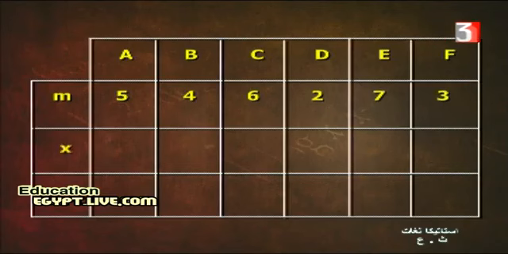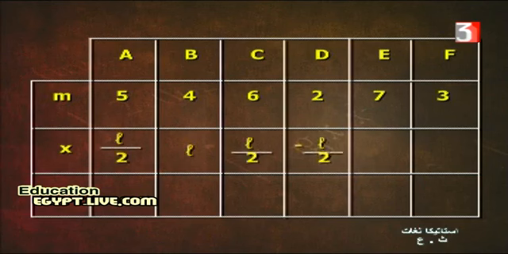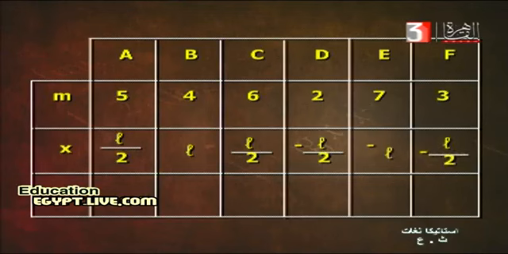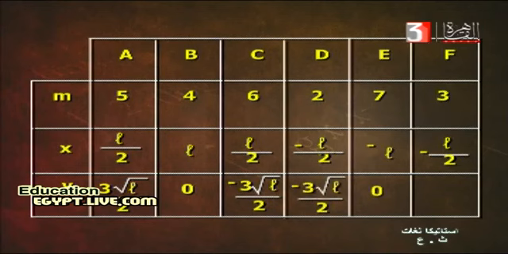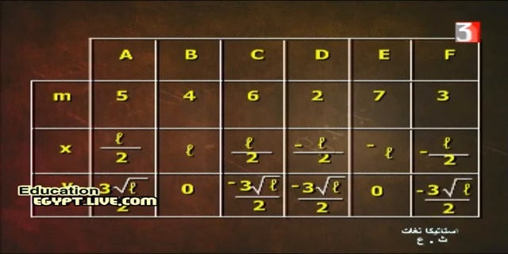What is the X coordinate at A? L over 2. At B L, at C L over 2, at D negative L over 2, at E negative L, at F negative L over 2. Y coordinate at A root 3 L over 2, 0 at B, negative root 3 L over 2 at C, negative root 3 L over 2 at D, 0 at E, root 3 L over 2 at F.